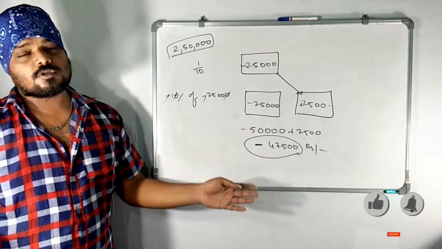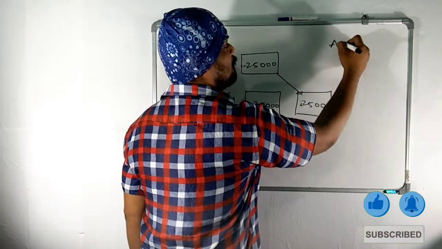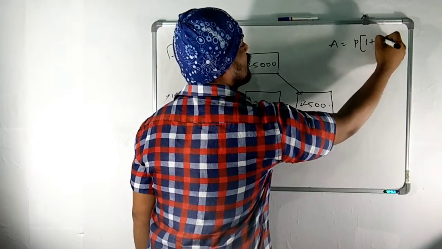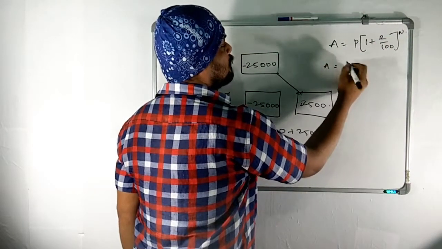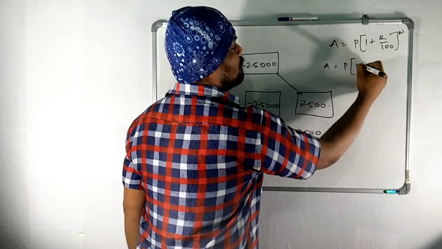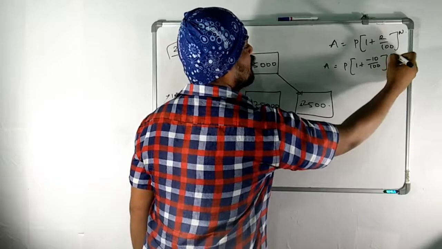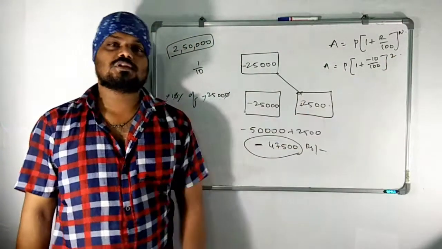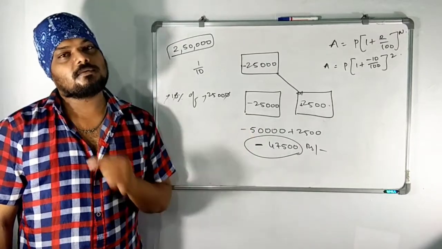But if you want to solve this question by using the formula, amount equals P into 1 plus R upon 100 whole power n, then amount will be P into 1 plus R upon 100, where R is minus 10, whole power 2. So if you solve this question, it will take time. If you go through this concept, you will make miracles.